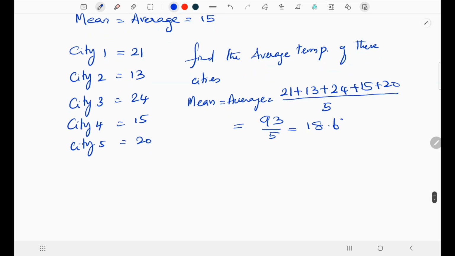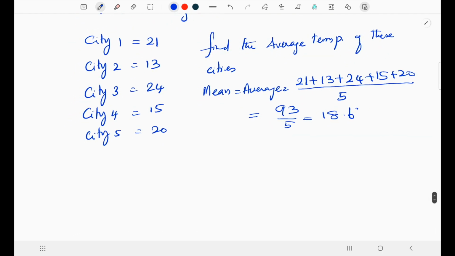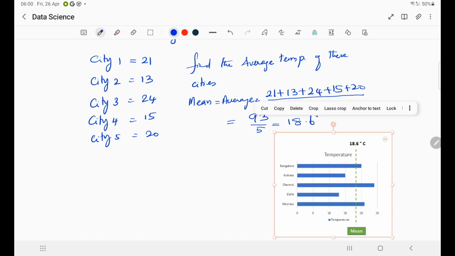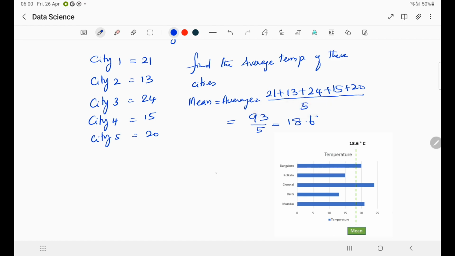understand? Okay, now how to visualize this one? This can be visualized. If you visualize the mean in this graph, it will come at 18.6, right? So 18.6 is the line, the average temperature drawn in the graph to identify it. Clear? So this is how the mean is very helpful in real life.